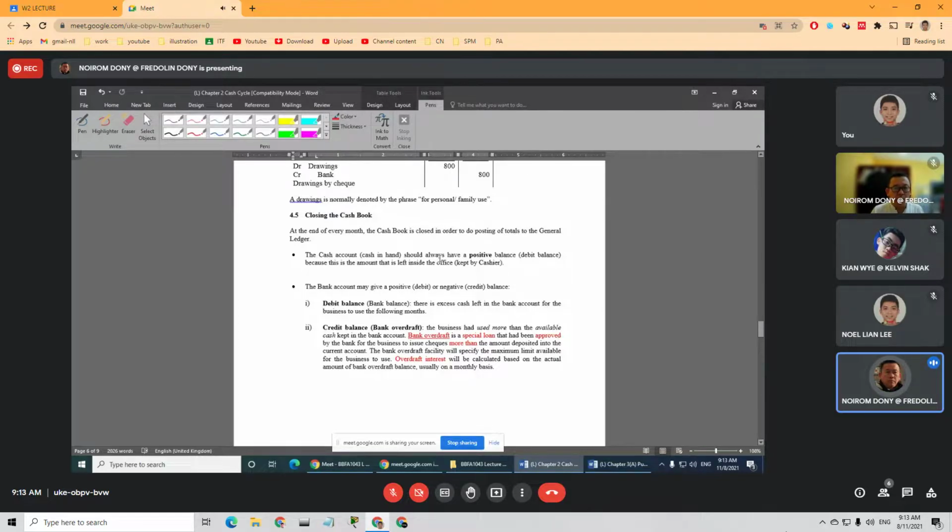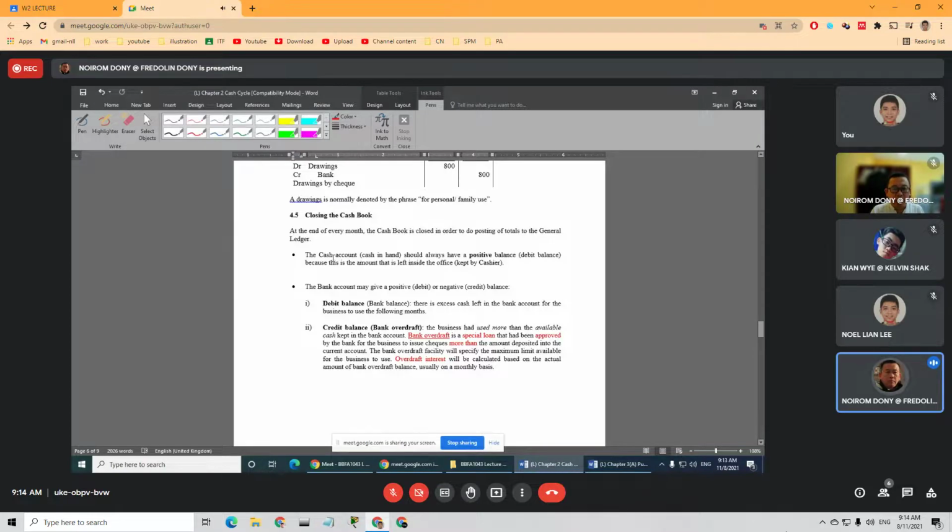But if it's the opposite, this is a debit item, but the credit total is more than the debit side, then this is a negative balance. That happens to the bank. Bank normally will have either positive or negative, because bank is a current account, isn't it? Because of the bank overdraft facilities, it is possible for the bank account to have a negative balance, meaning the business can use more than the money they have in the current account.